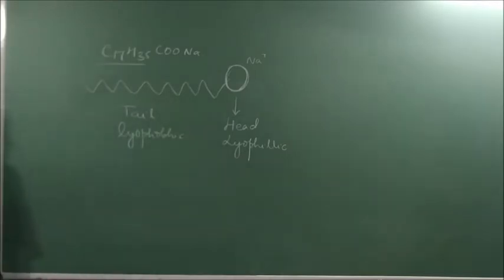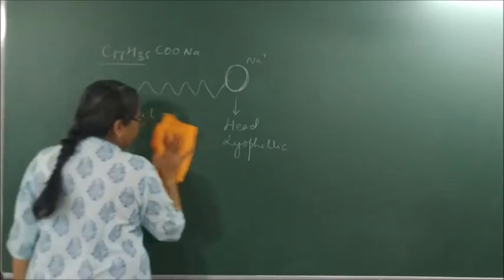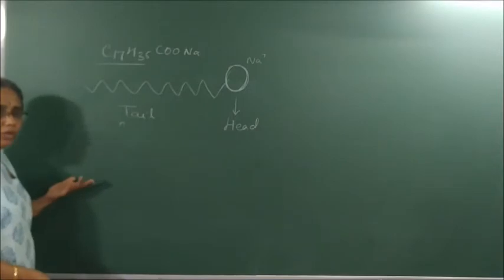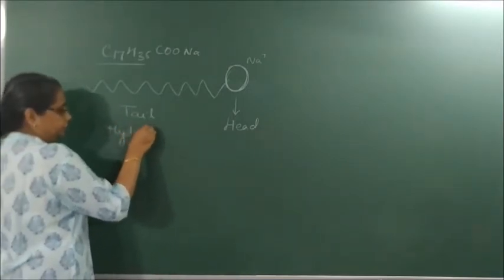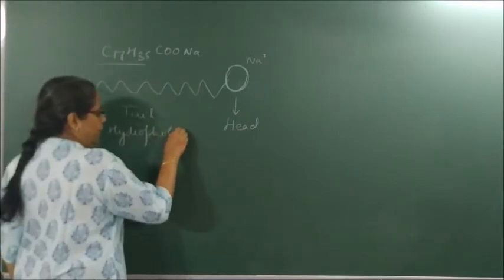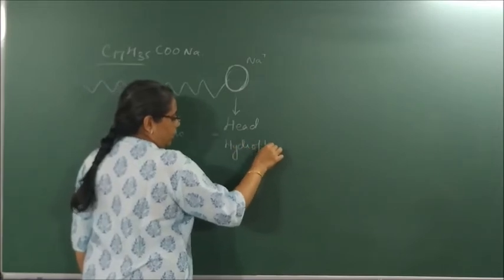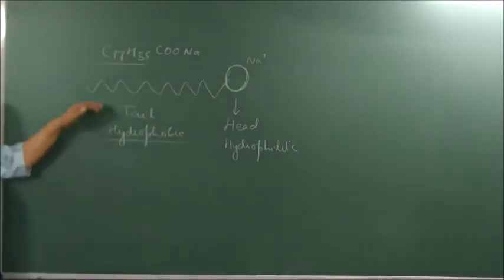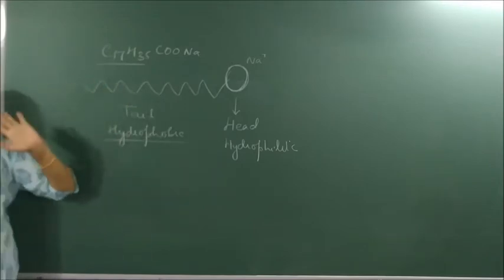Fine? Is it clear? If you don't want to write lyophobic and all, you can write hydrophobic and hydrophilic, because you are dissolving soap in what? Water. So the tail is what? Hydrophobic. Whereas the head is what? Hydrophilic. The head loves water, but the tail does not like water. It likes oil but does not like water.